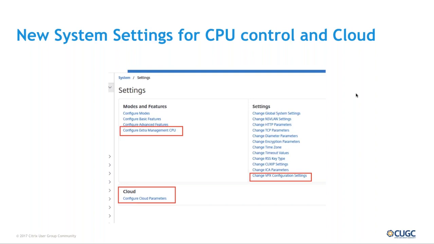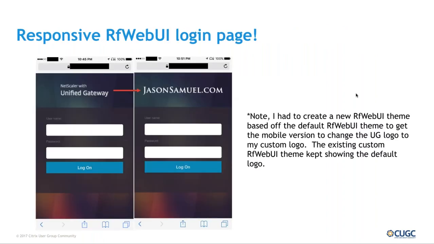Additionally, at the bottom, there's the option for Configure Cloud Parameters. This is also not quite written up yet because it is a newer feature, but we will get more information around the FQDN and the instance and customer ID options and what they're going to be used for shortly.